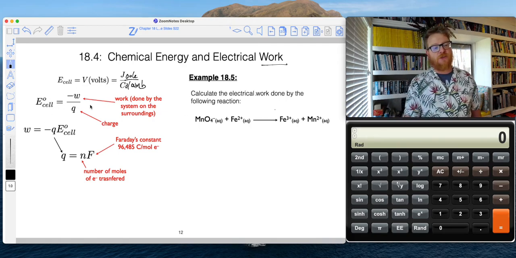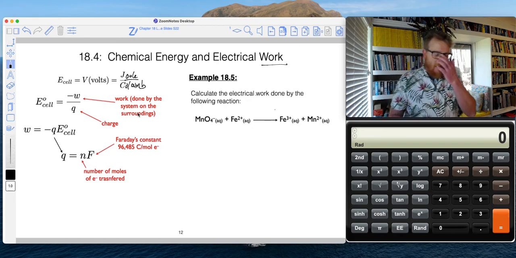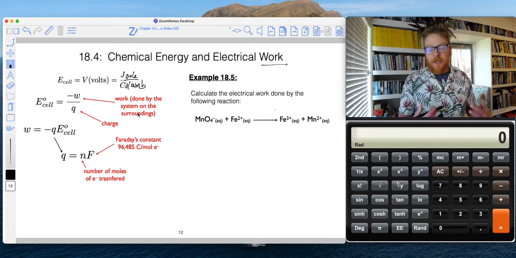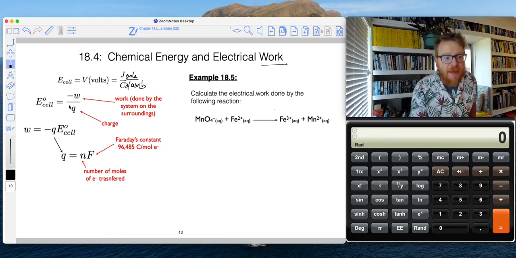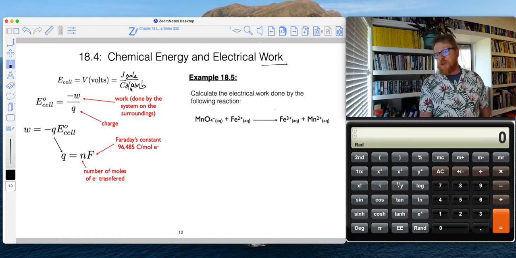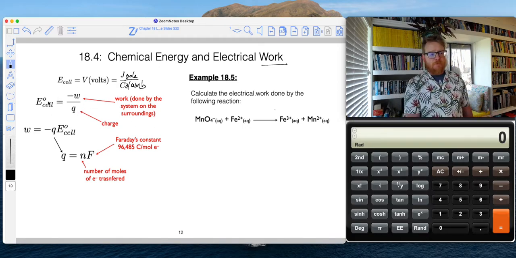And so we can see that our E cell potential, notice here I write negative work divided by Q. It's negative work because that's work done by the system on the surroundings. In other words, we make that work negative because we want our electrochemical cell to do work on the surroundings. And then that's divided by charge. This just comes from our unit analysis. A joule is a unit for work, a coulomb is a unit for charge. If I rearrange this algebraically to calculate work, we get work equals negative Q times E cell.